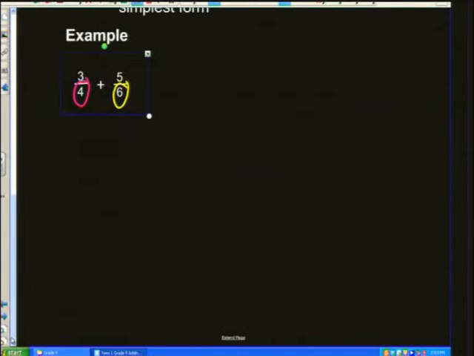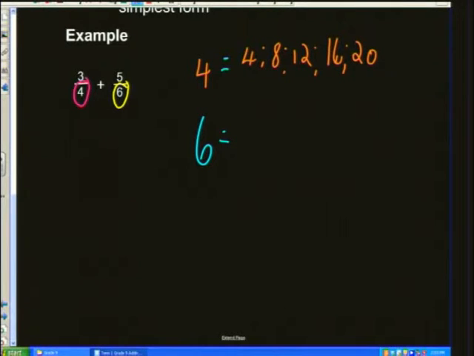So let's go on. Now I'm going to write 4 here, and I'll write 6 here. So I'm going to find the multiples of 4 and the multiples of 6. The multiples of 4 will be 4, 8, 12, 16, 20. Let's stop there. Let's go to the multiples of 6. It will be 6, 12, 18.